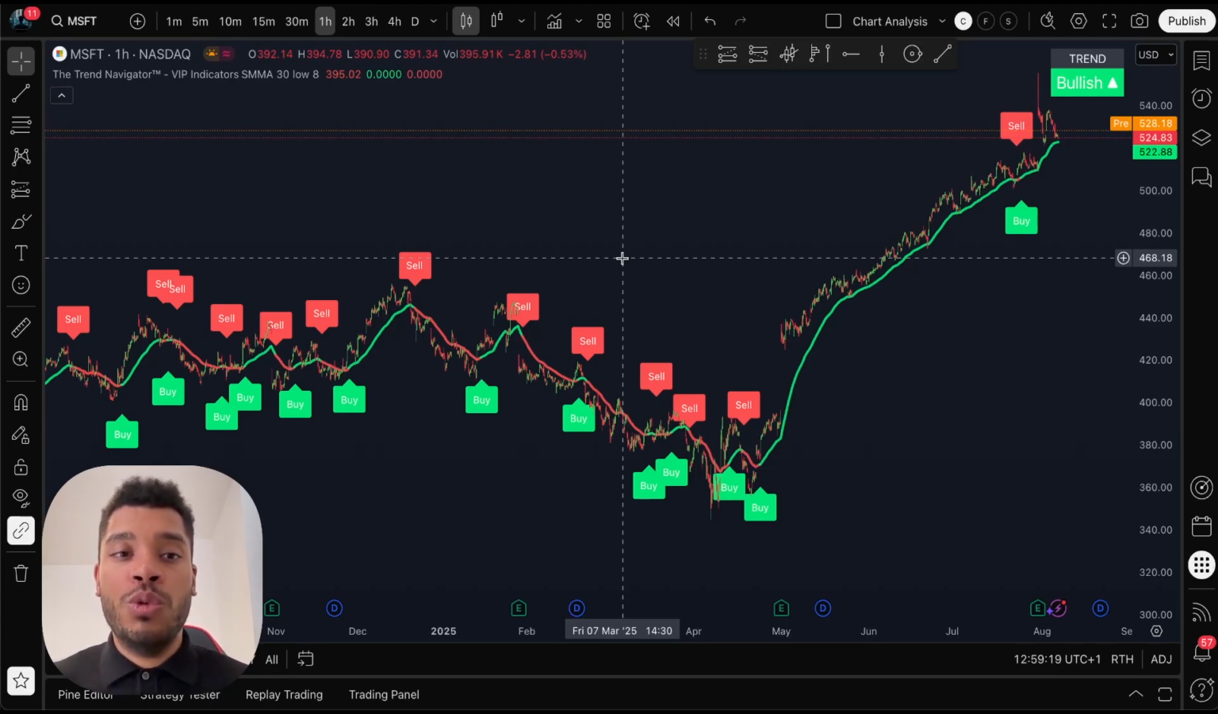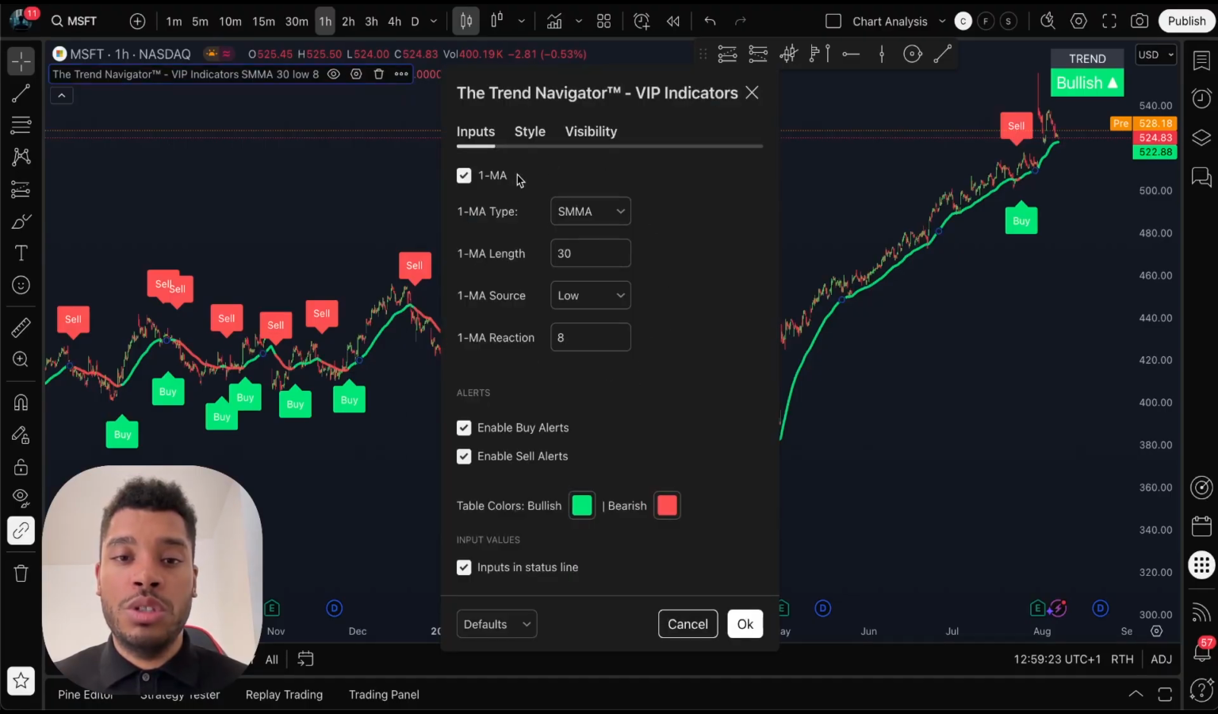So let's start with the 1 hour time frame. In this case, these are the settings that you're going to need to use. More specifically, be aware of these first 4 listed items. The first one is 1 MA type, where you need to put SMMA. Then we have 1 MA length, where you need to put 30, 1 MA source, where you need to put low, and 1 MA reaction, where you need to put 8.